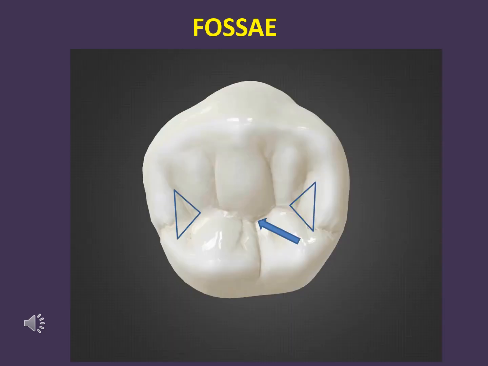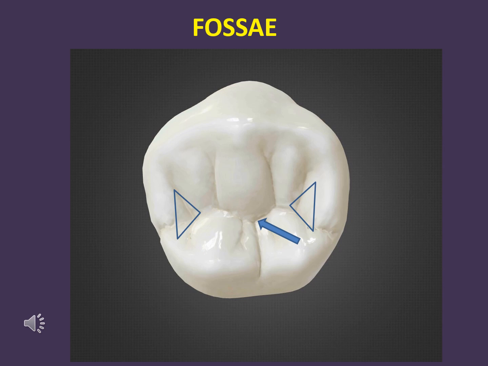Now we'll see the fossae present in the mandibular second premolar. There are three fossae: a central fossa, a mesial triangular fossa and a distal triangular fossa. The central fossa is located at the center of the occlusal surface, slightly distal to the center in a mesiodistal direction and at the center in a buccolingual direction. The central fossa is harbored by a central pit. The arrow indicates the central pit.